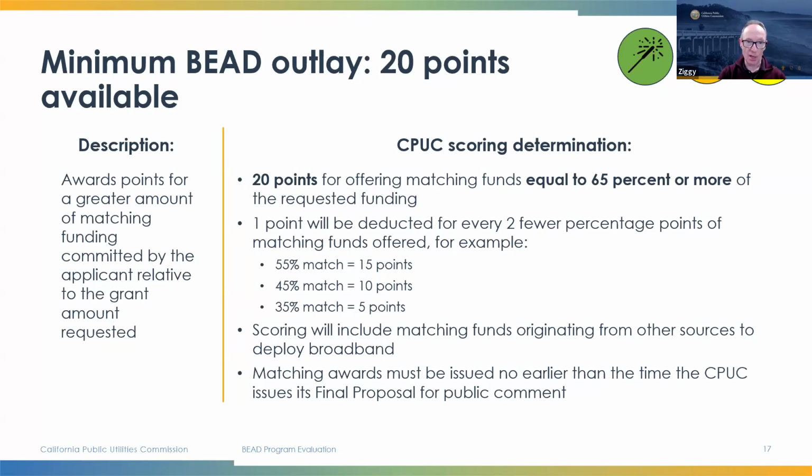So, for example, if you are offering a 55% match, you'll get 15 points. If you offer 45% match, you'll get 10 points. 35%, 5 points.